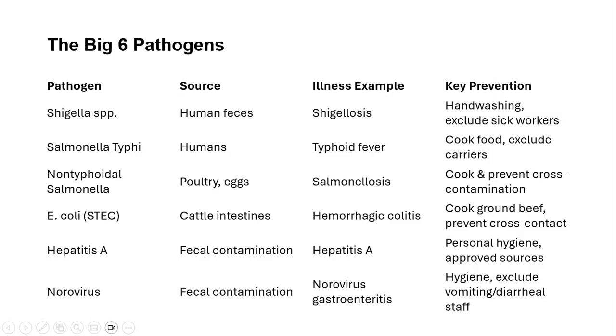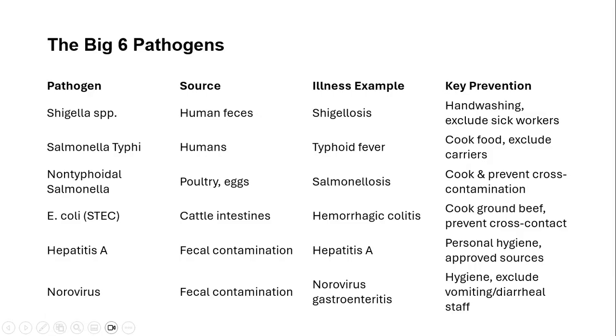So we have Shigella. The SPP is species. So Shigella species, that comes from human feces. So we're talking about the fecal oral route when it comes to these. We're literally describing where someone has an illness related to Shigella. They went to the bathroom, they didn't wash their hands properly, they came back and they made you some food, and now you're getting sick. So shigellosis is the illness which comes from this. Hand washing, correct hand washing, and excluding those sick workers can stop this from occurring.